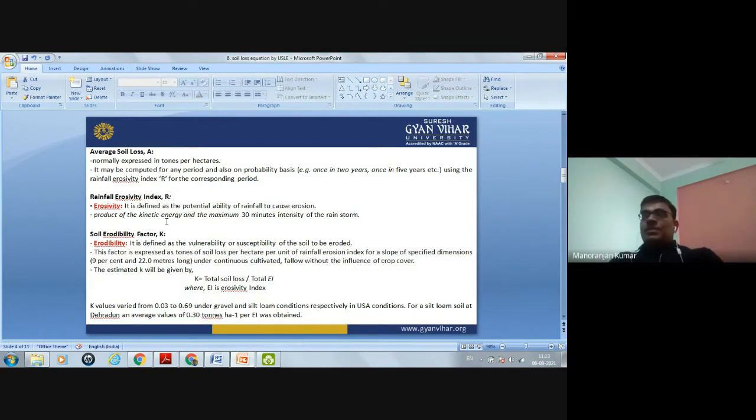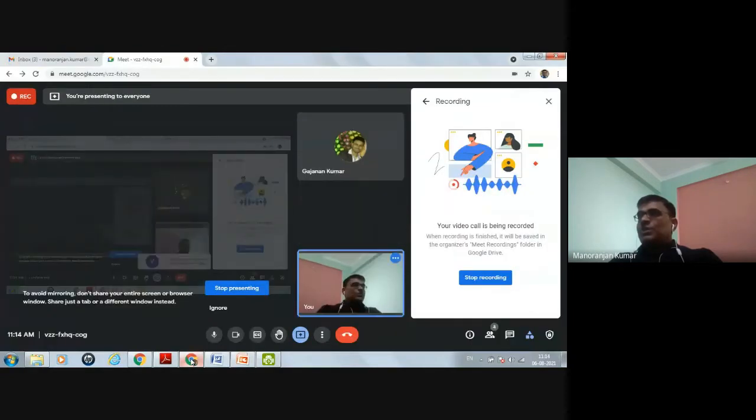Now next is the soil erodibility factor. Erosivity is related with rainfall, but erodibility is related with soil. There are many types of soil, like sandy soil, clay soil, silty soil, etc. Each soil has its own erodibility. So erodibility means the vulnerability or susceptibility of the soil to be eroded.